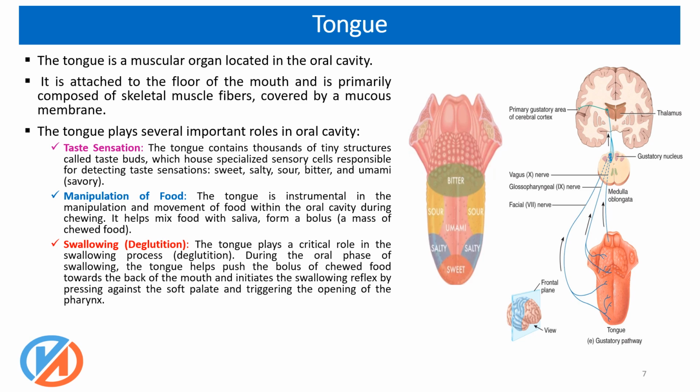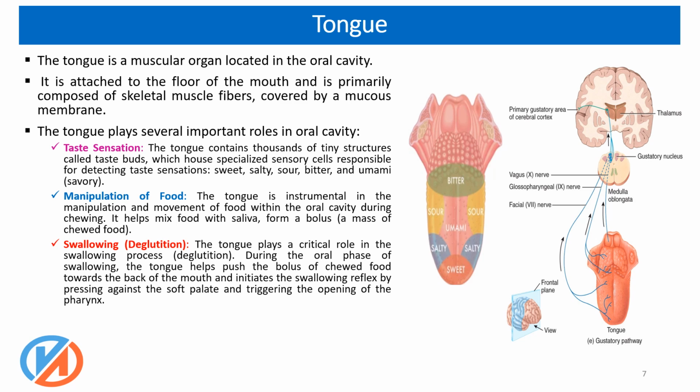The second important role of the tongue is manipulation of the food during the chewing process, and the tongue is instrumental in the manipulation and movement of the food within the oral cavity during chewing. It helps mix food with saliva and form a bolus, or a mass of chewed food.